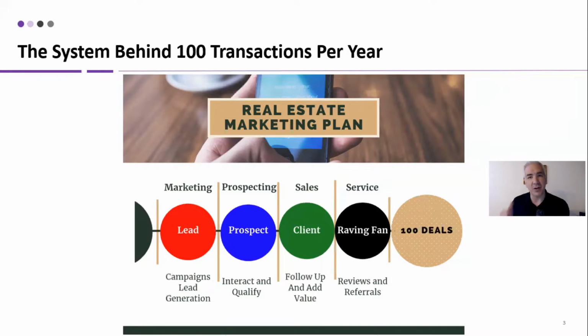These are the people that are going to leave you reviews and testimonials, which are really important for marketing. And these are also the people who are most likely to refer you. And that basically just starts this loop over again, where those referrals go into the leads that we've generated, and we just keep moving them through this process. Now, this is the process and the strategies and the system behind how to get to 100 transactions a year.